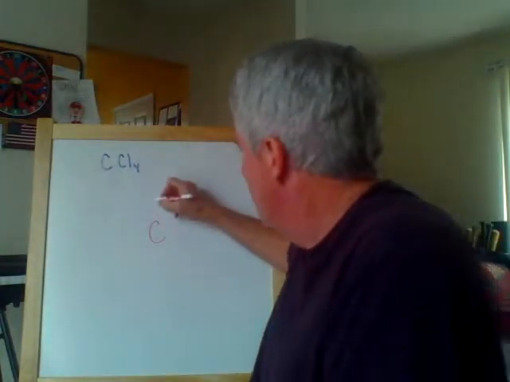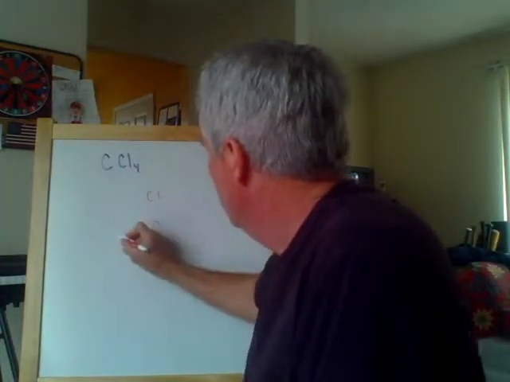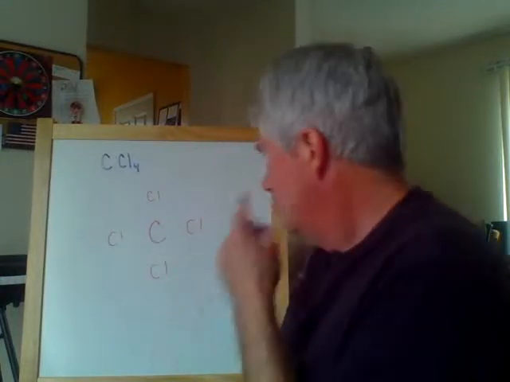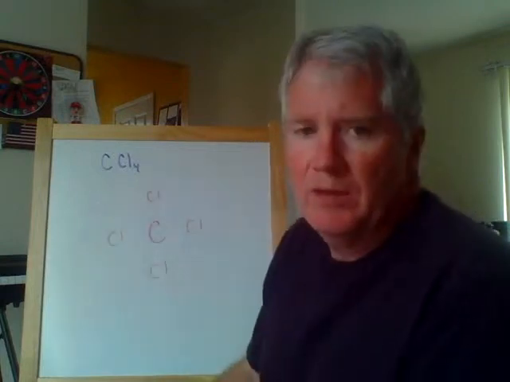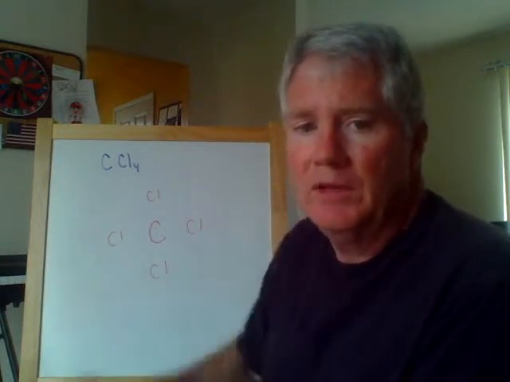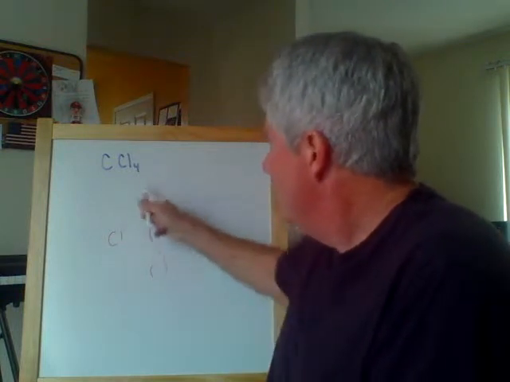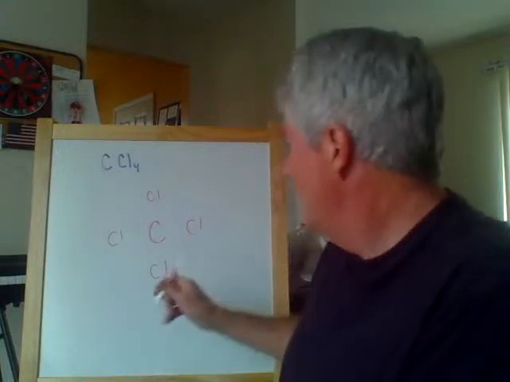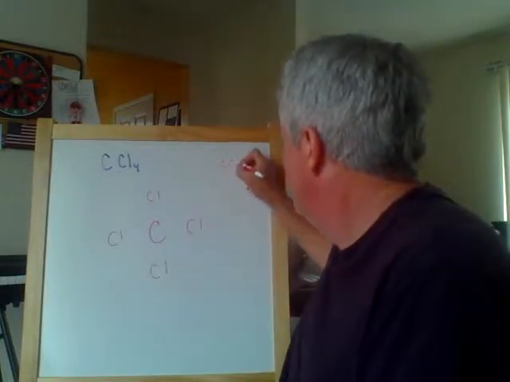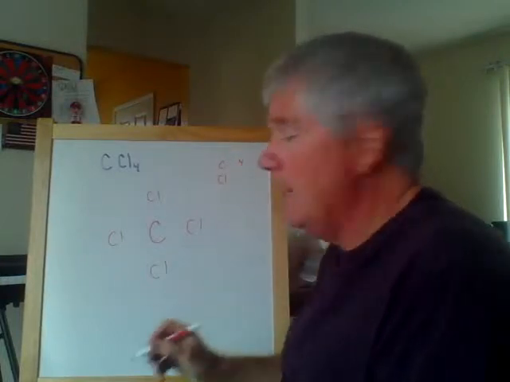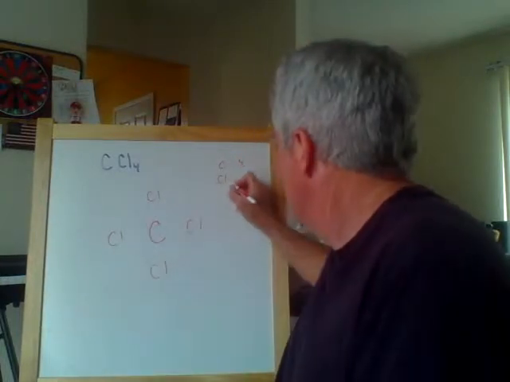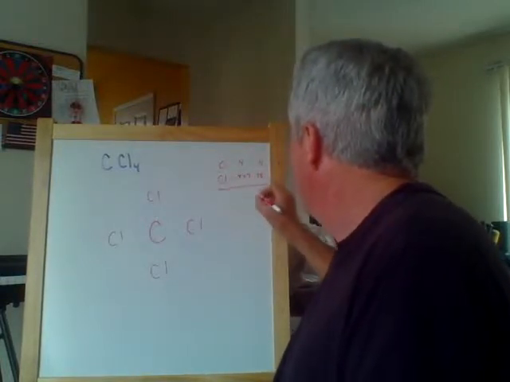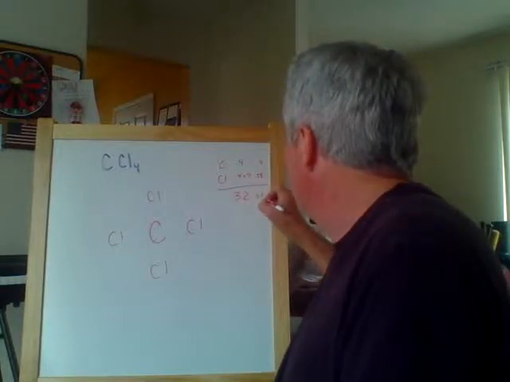Then I'm going to arrange the 4 chlorines around the carbon. This is the technique: you start with the formula, and arrange the atoms with the least electronegative as the center atom. Then in this formula you count the total number of valence electrons. Carbon has 4, and each chlorine has 7 valence electrons. So we have 4 times 7, or 28, for a total of 32 valence electrons.